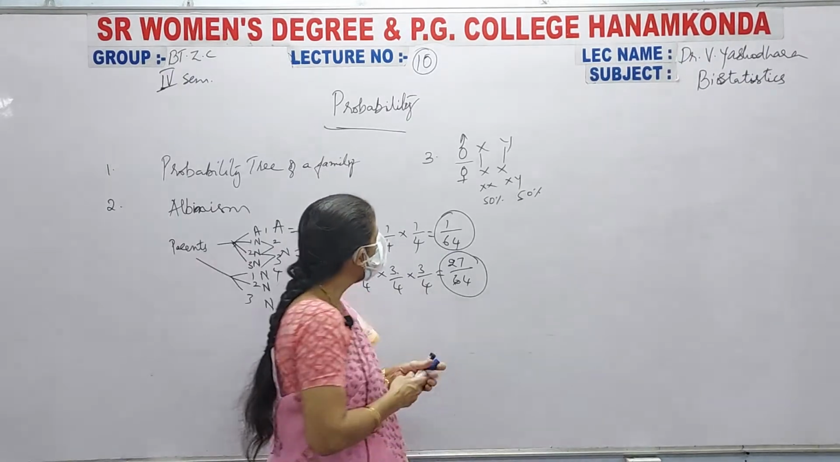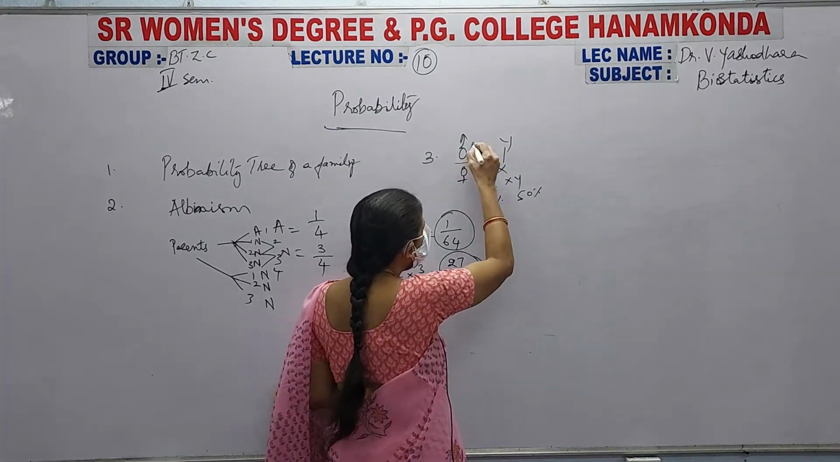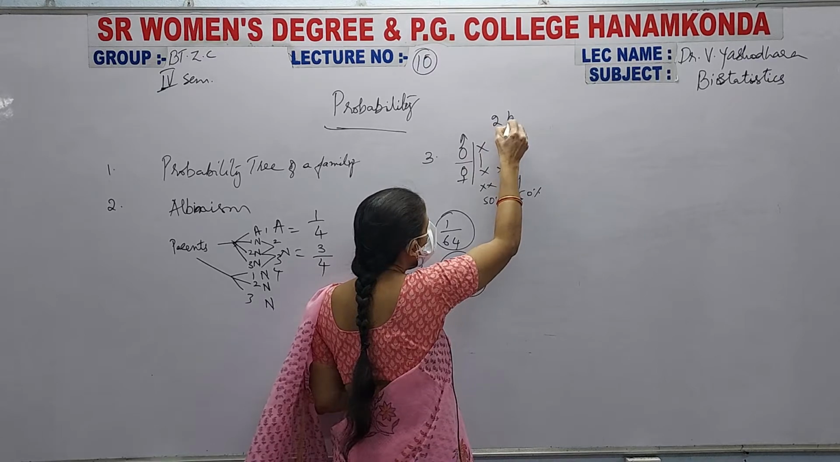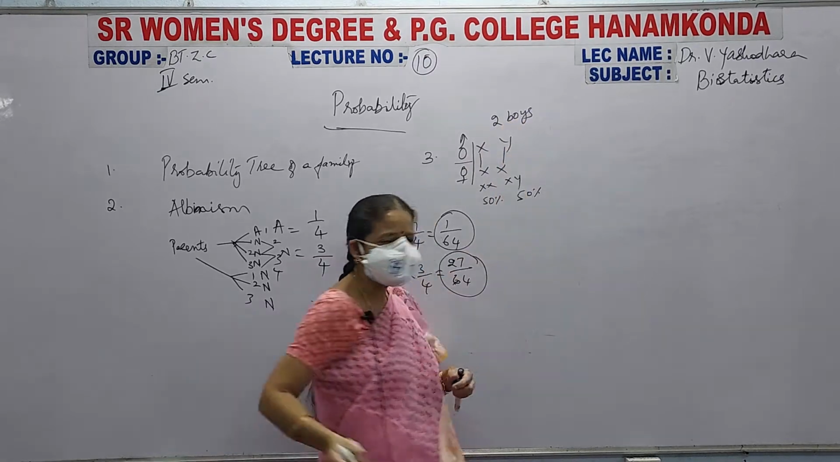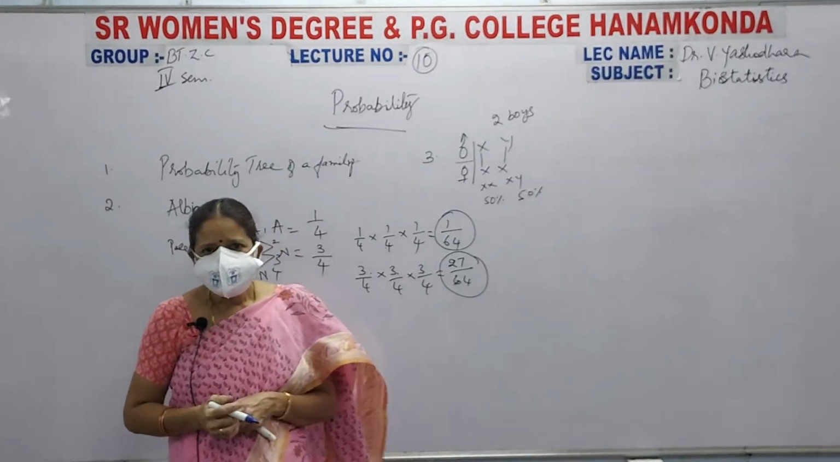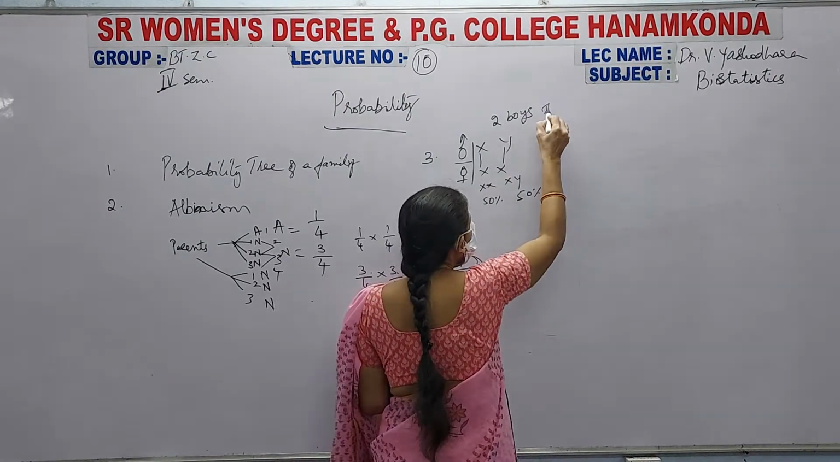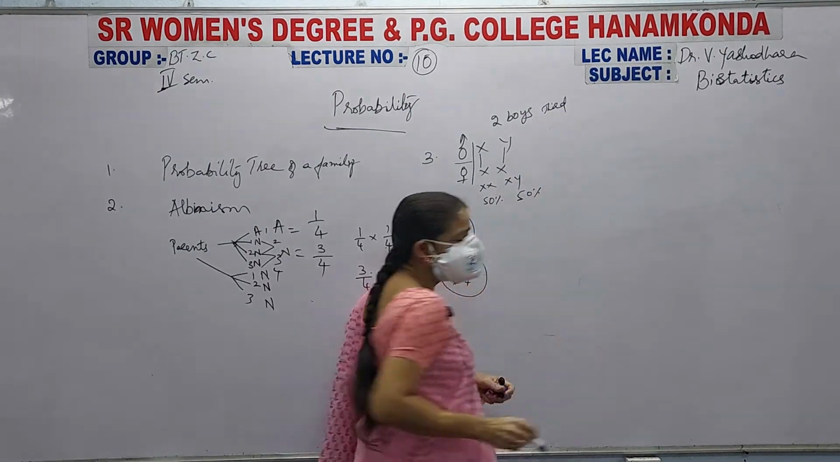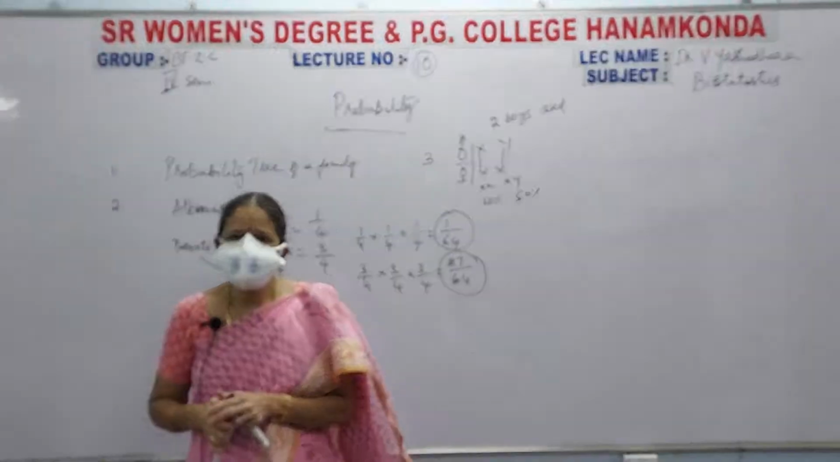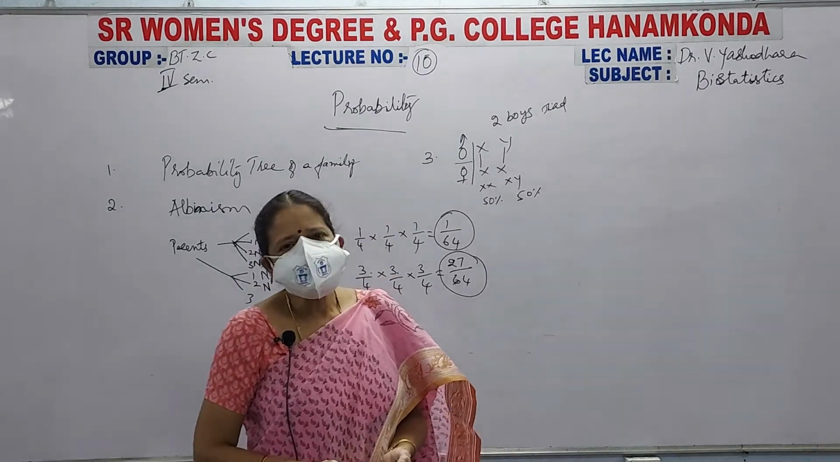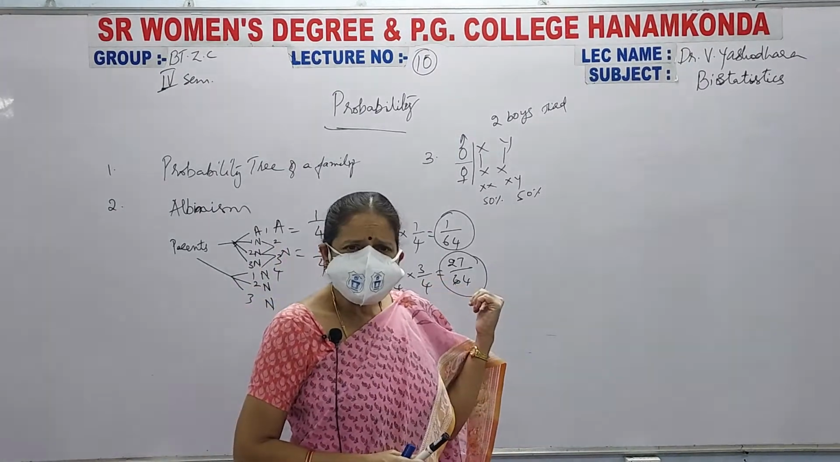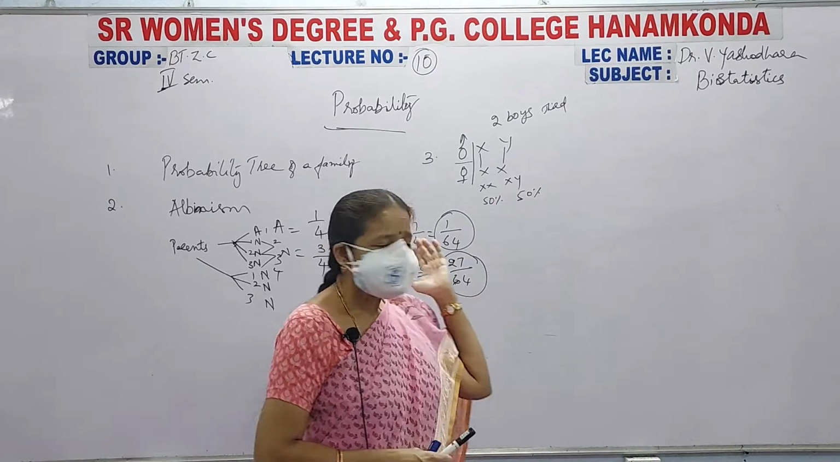Now see here, these parents have given birth to 2 boys. Already they have 2 male children, and now a third time she has conceived, and the third child may be male or female. That can be calculated with the help of probability.